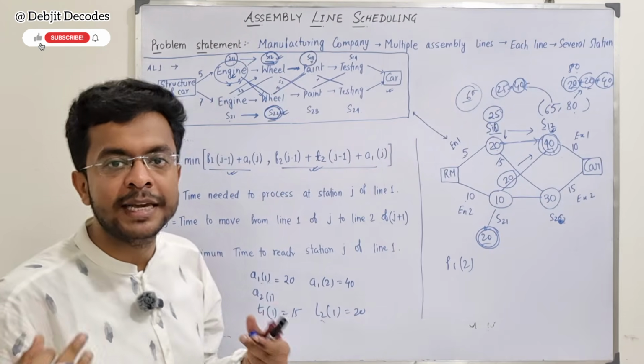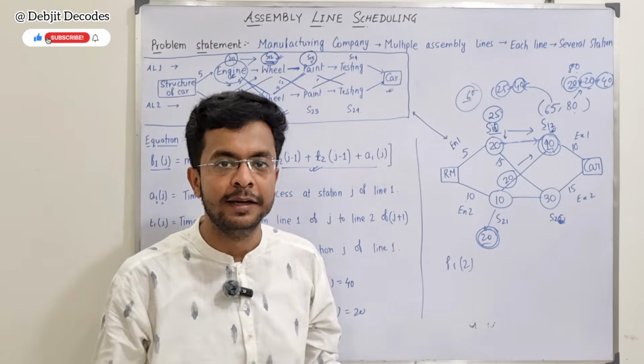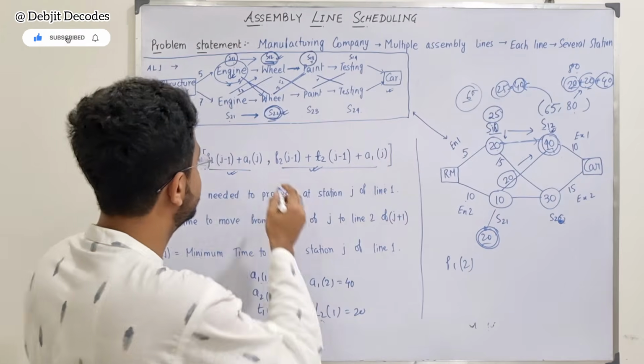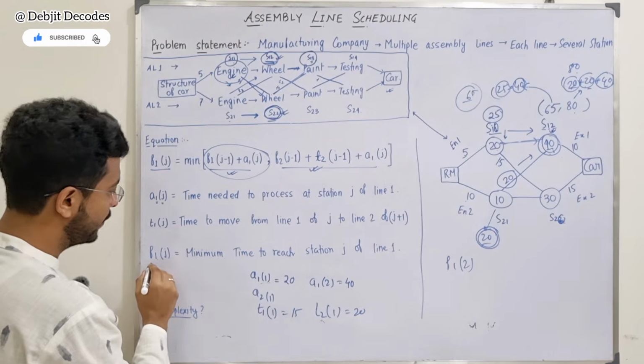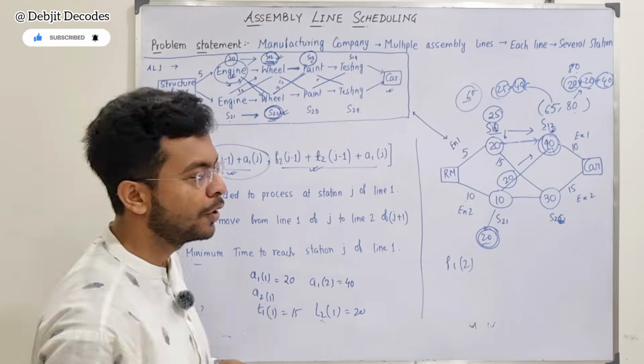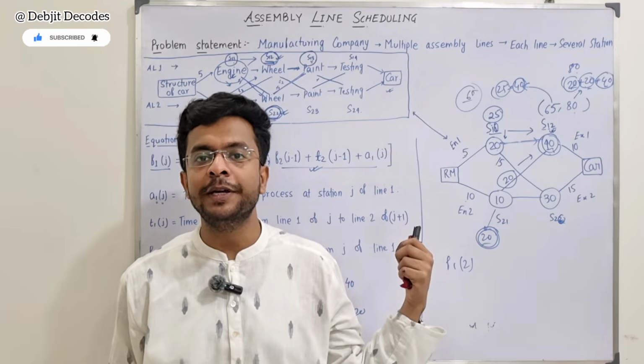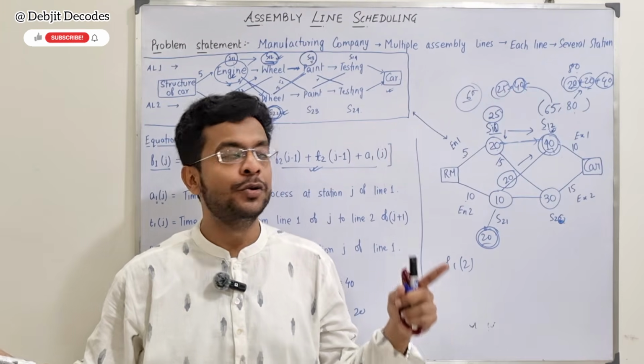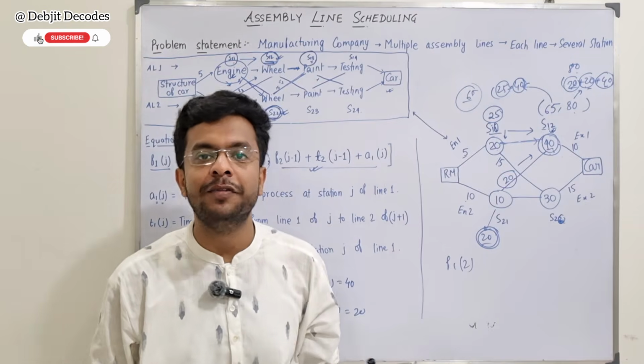That's the equation I am saying again and again. That's the thing we are doing here again and again. So you will be choosing 65 here. So this one is chosen. So this is the meaning of f1 of j, the minimum time to reach station j of line 1. Now we will be solving a complete problem to understand these things in a very vast manner.